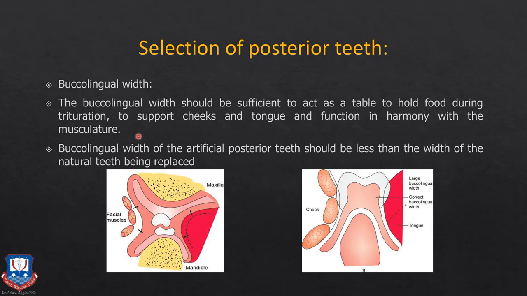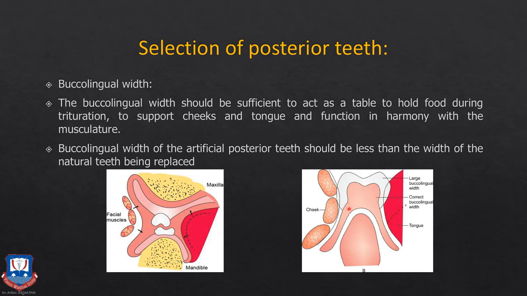But buccolingual width should also provide sufficient support to the facial musculature and to the tongue, resulting in a stable denture. So here you can see, the next thing is that the buccolingual width of the artificial teeth should be slightly less than that of the natural teeth. If this is the natural tooth contour, the artificial tooth should be smaller than the natural tooth being replaced.